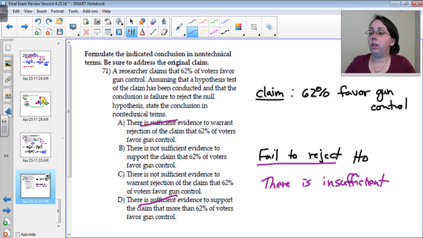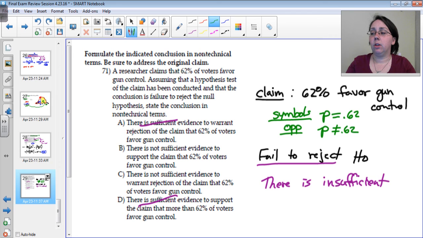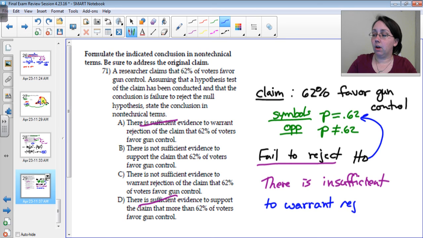Now, is your claim the null hypothesis? If you wrote this claim in symbols, how would you write it? P, because you're talking about a proportion. Equals 0.62. Yeah. Now, would that be your null hypothesis, or do you need the opposite to be your null hypothesis? The null hypothesis would have been the actual claim. So, if your null hypothesis was the claim, there is insufficient evidence to do what? To warrant rejection of the claim. There you go.